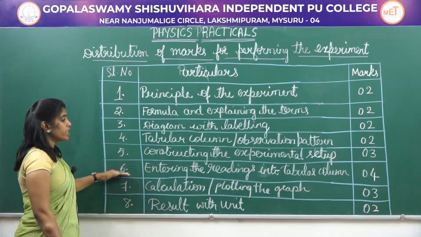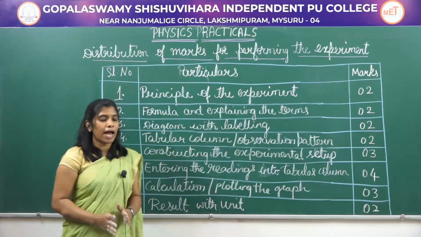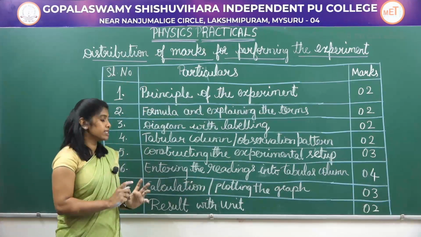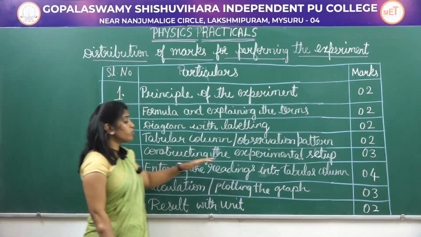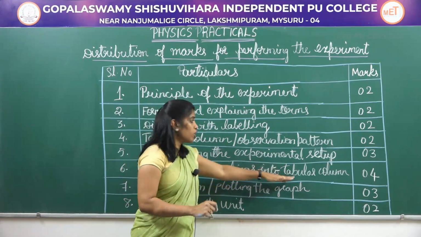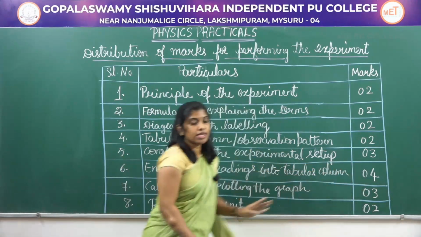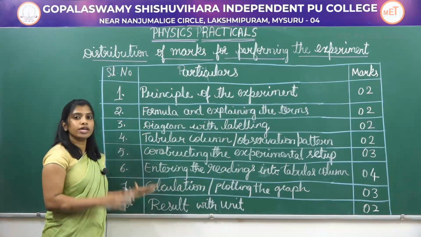Coming to the 6th point, entering the readings into the tabular column or the observation pattern. You are going to perform the experiment. The performance also matters here, how you are going to perform the experiment, and then you have to enter the readings into the tabular column or the observation pattern. That carries 4 marks.